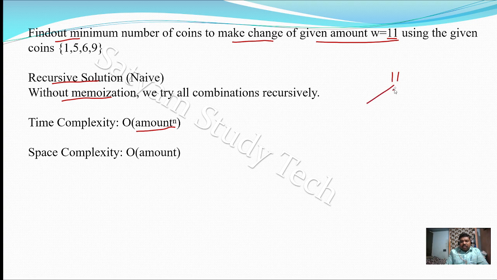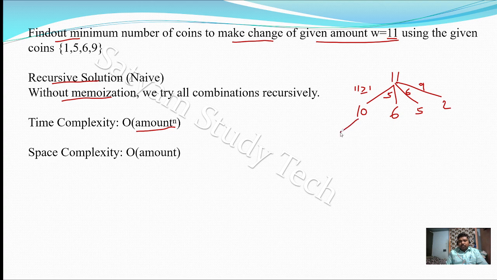I consider the coins. Here there is a 1 rupee coin. So 11 is greater than or equal to 1, the condition is true, so 11 minus 1 is 10. Next coin is 5, so here it is 6, a recursive call. Here it is 9. Here 11 minus 5 is 6, 11 minus 6 is 5, and 11 minus 9 is 2.